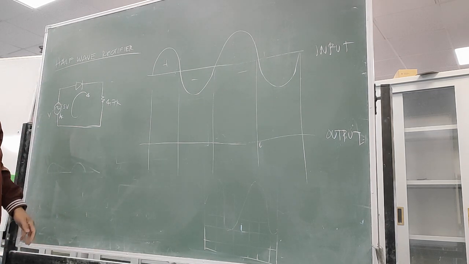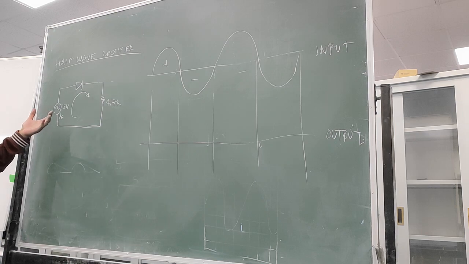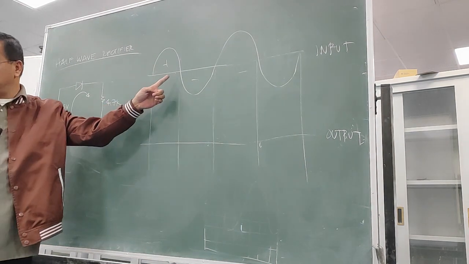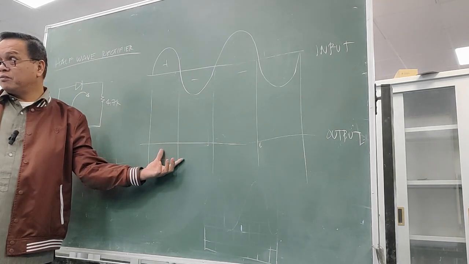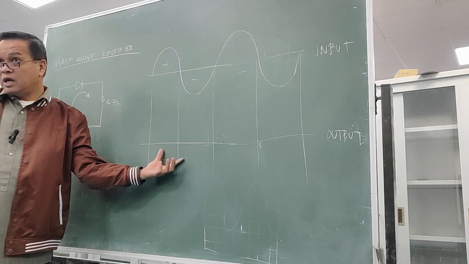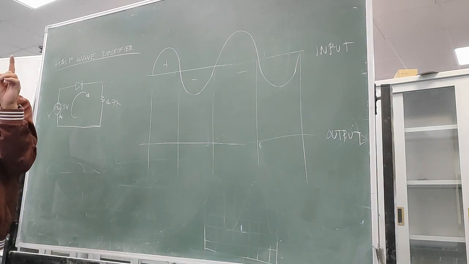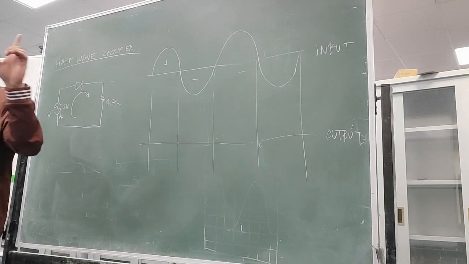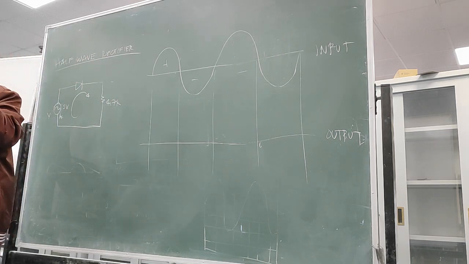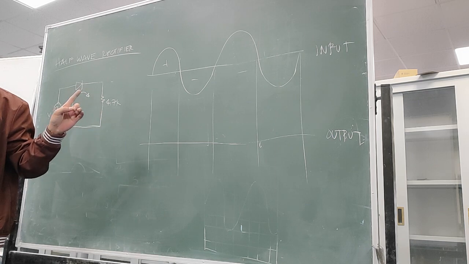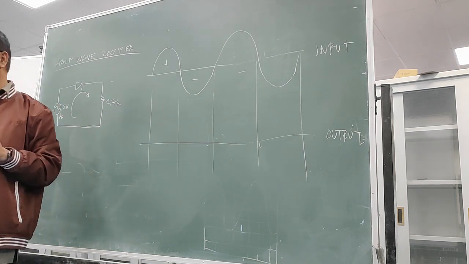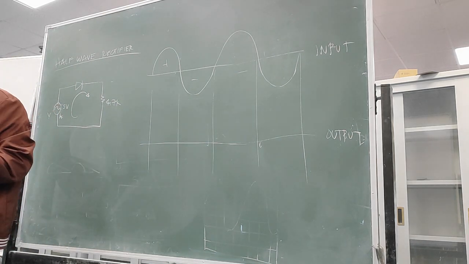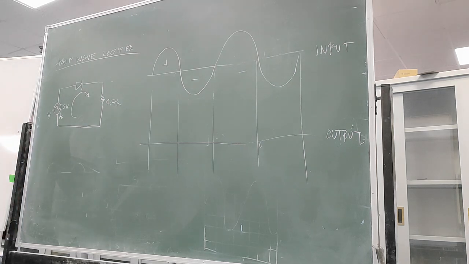Now, based on the input, which is the AC waveform, the question is, what will be the output waveform? In your experiment, we will measure the input waveform and also the output waveform using our oscilloscope. And we should see these two waveforms on your oscilloscope when we measure it.